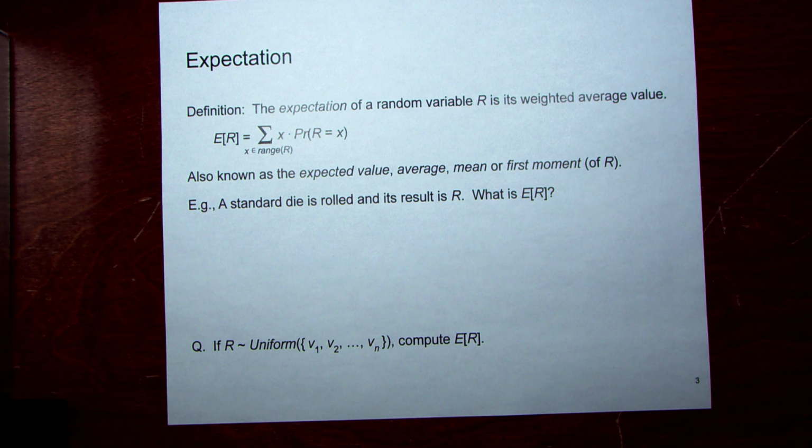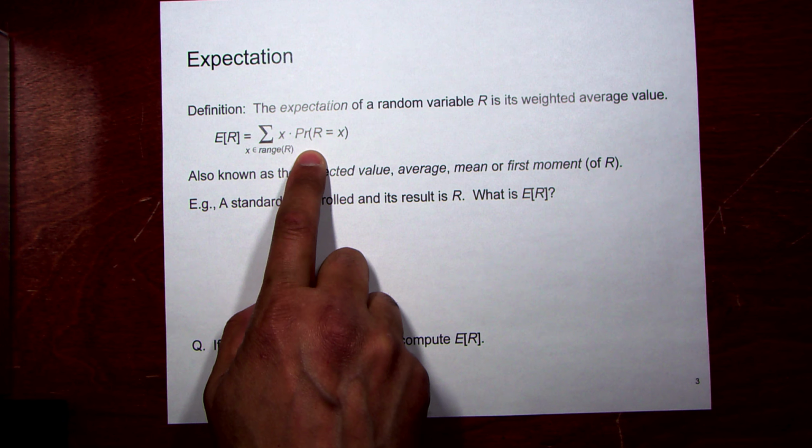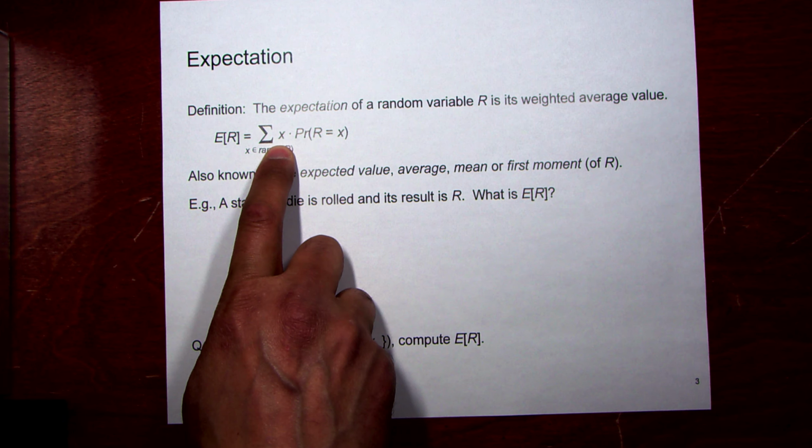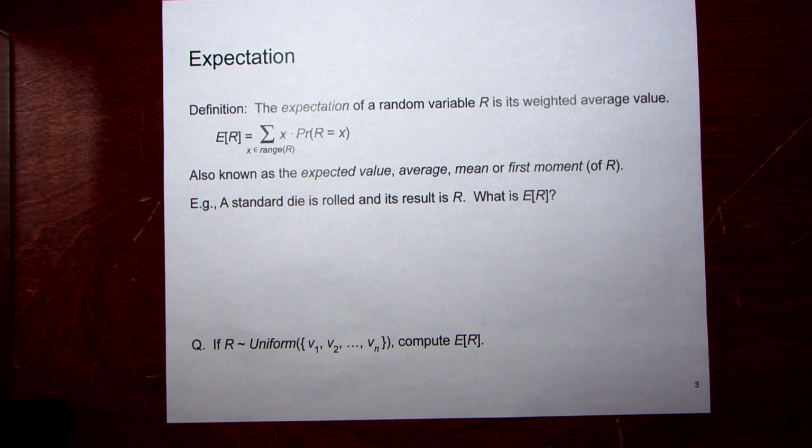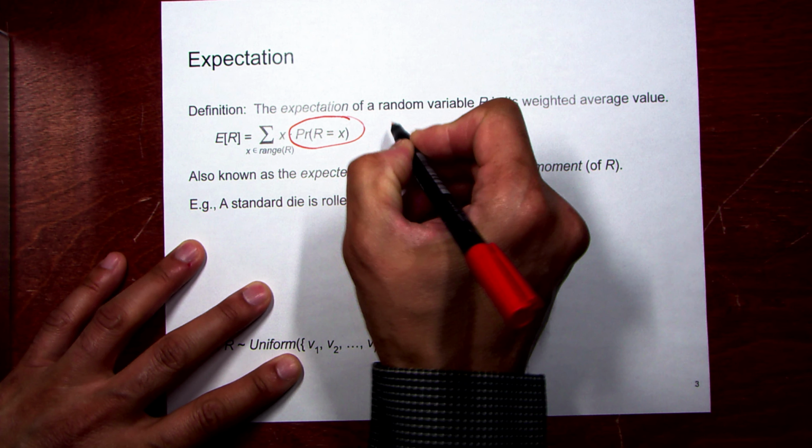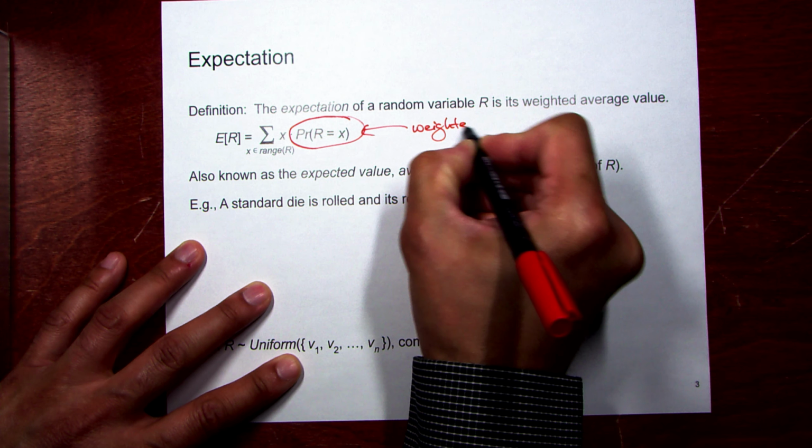Okay, expectation. So what's expectation? It's a weighted average. That's all it is. Instead of summing all the probabilities, which would get us a 1, we are multiplying by the value in the range. So we're weighting it by the value in the range. So this summation of the things in the range is weighted by probability.